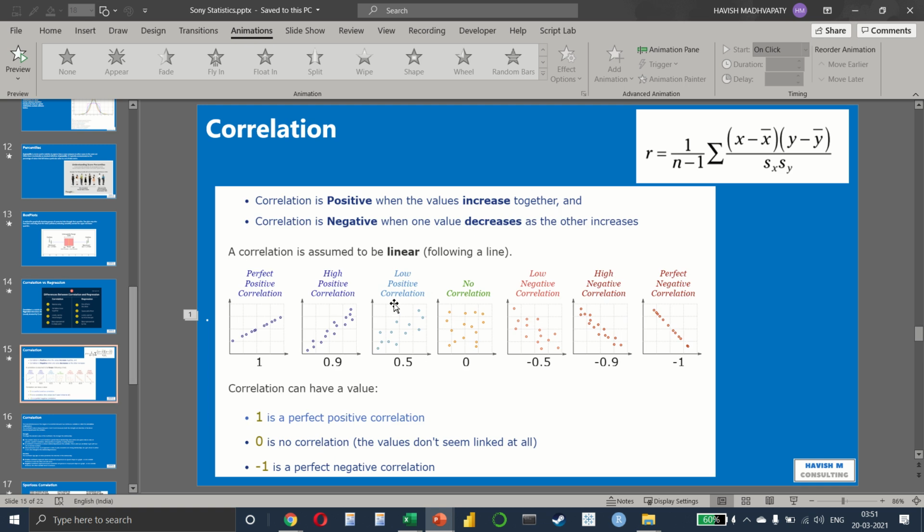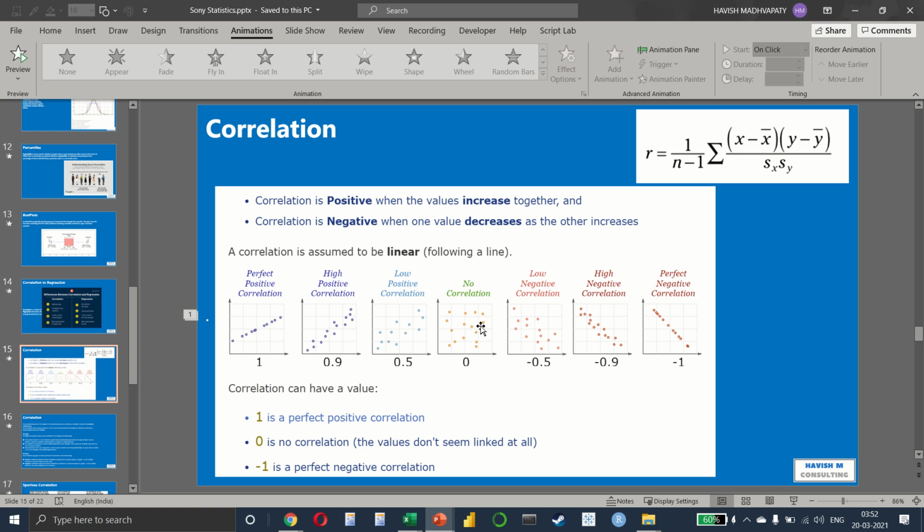So correlation, remember, can be positive or negative. Correlation is when the values increase together, which is positive, and when they decrease when the other increases, it is negative. We have perfect positive, perfect negative, then we have low and high, and then we have a zero correlation. Zero basically tells us that there is really no pattern in the data set. Like sometimes the value increases, sometimes the other value decreases, and the value does not have a pattern.